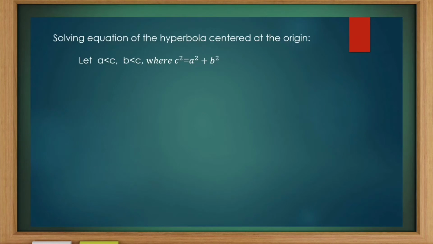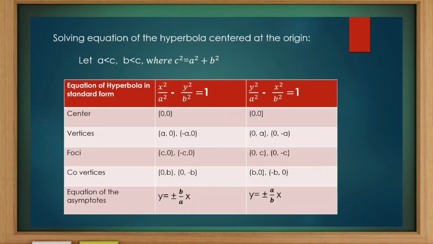Solving the equation of the hyperbola centered at the origin, let a less than c, b less than c, where c squared equals a squared plus b squared. I have here a table of the two equations where the center of the hyperbola is at the origin, since the h and k values are not given. So if you have an equation x squared over a squared minus y squared over b squared equals 1, to find the center, vertices, foci, co-vertices, and the equation of the asymptotes, just follow the pattern below.